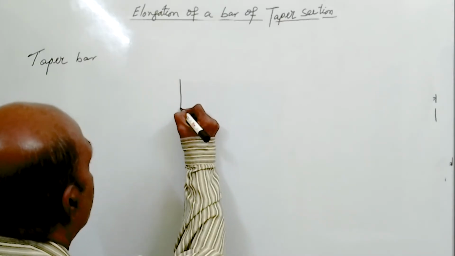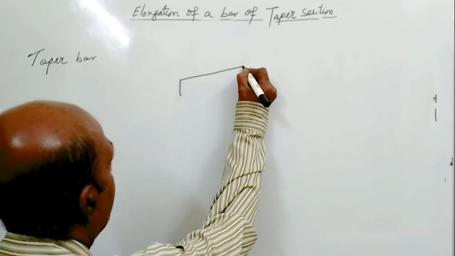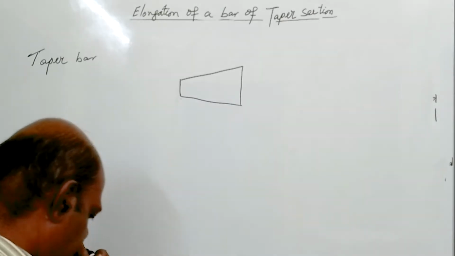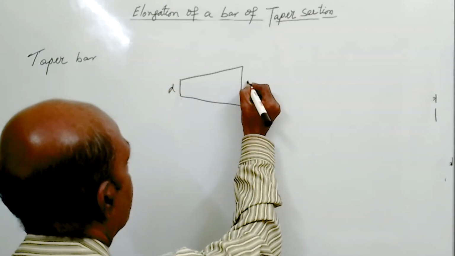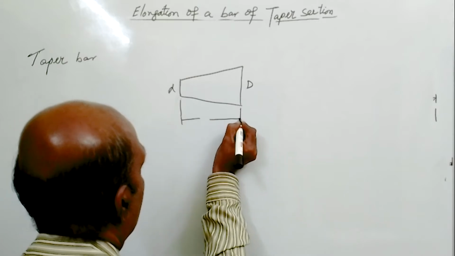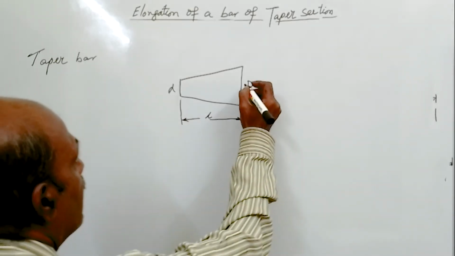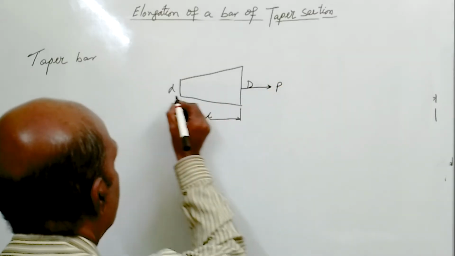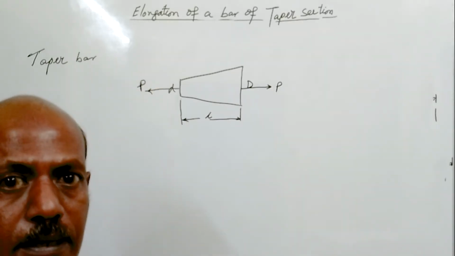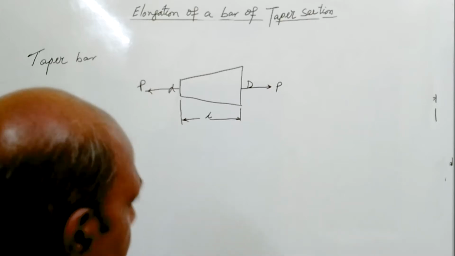Say a circular taper bar, whose diameter increases from small d to capital D, and the length of the bar is given as L. Now, how to find the deformation of this bar? This bar is under load. Say a tensile load P is acting over the bar, and the diameter of the bar increases from small d to capital D.